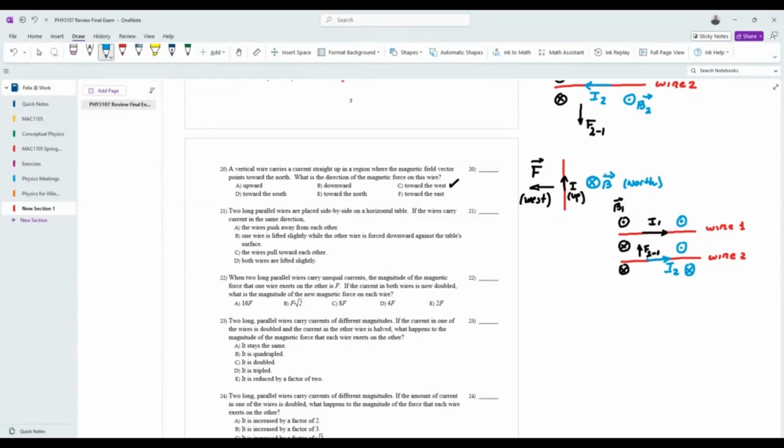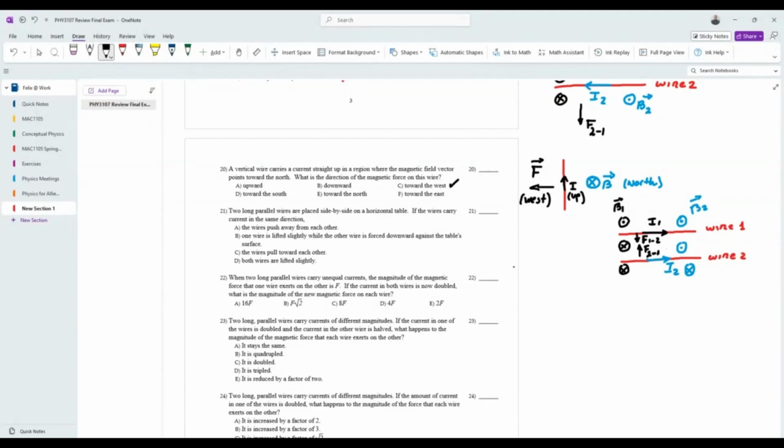So now you put your 4 fingers in the direction of the current 1, and you want to fold the fingers in the direction of B sub 2. It's difficult to put the hand in this position. So you will see how the force will be pointing downward in this case. So this will be the force on 1 due to 2.